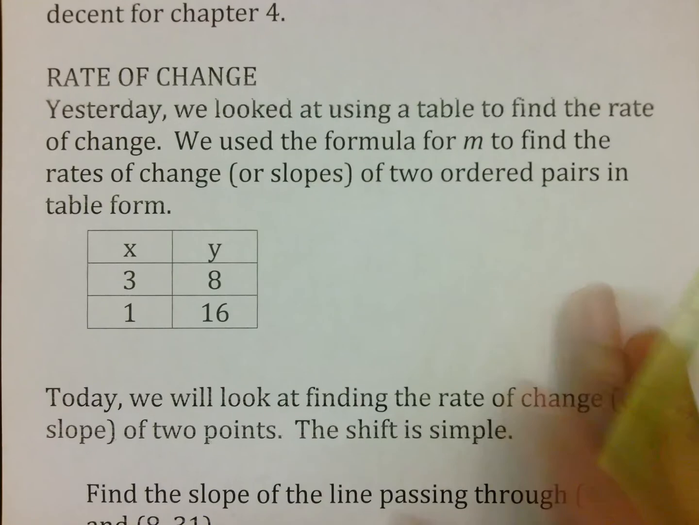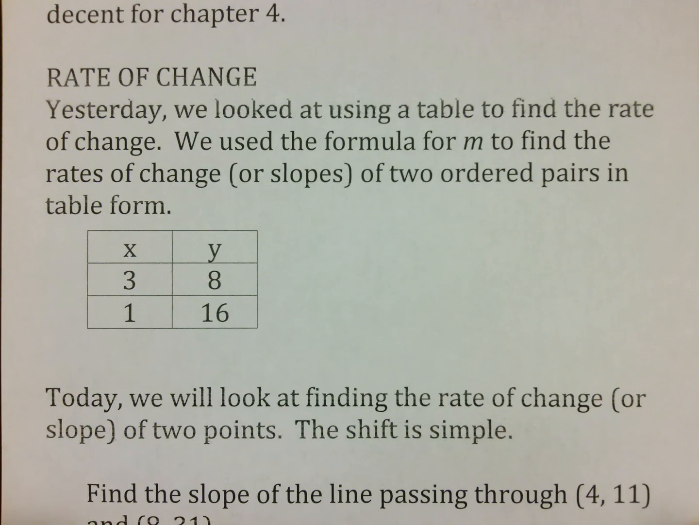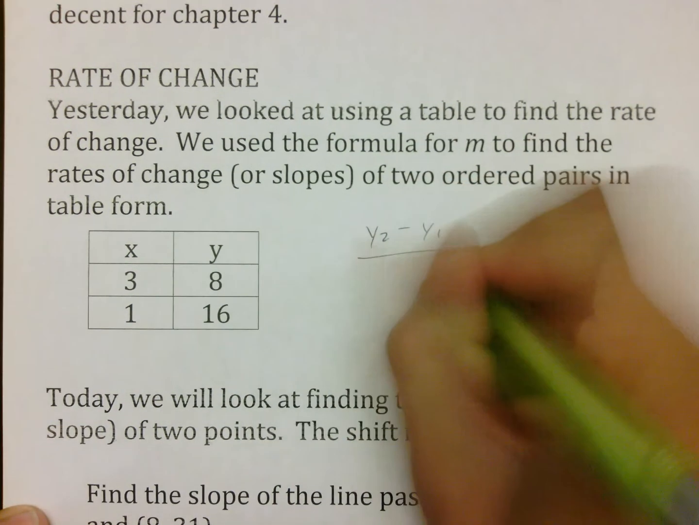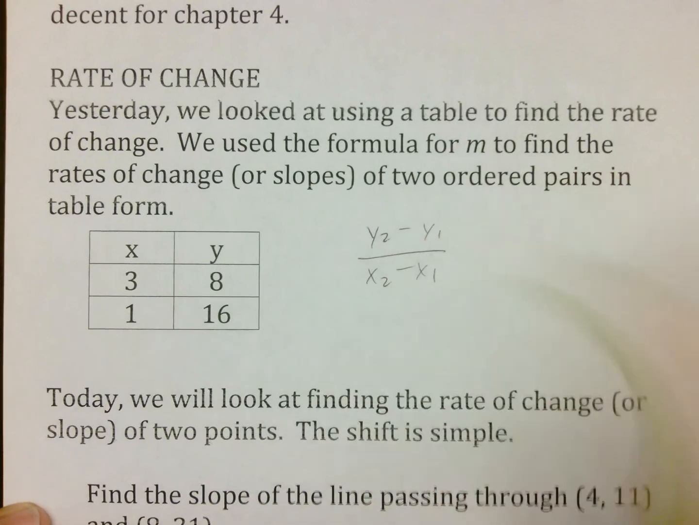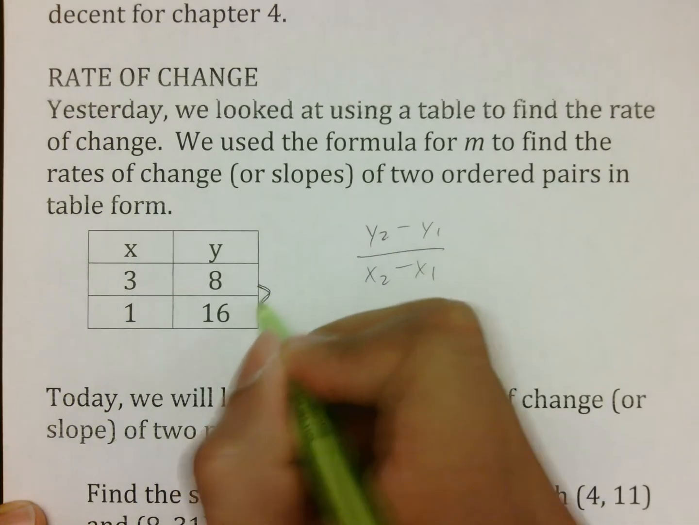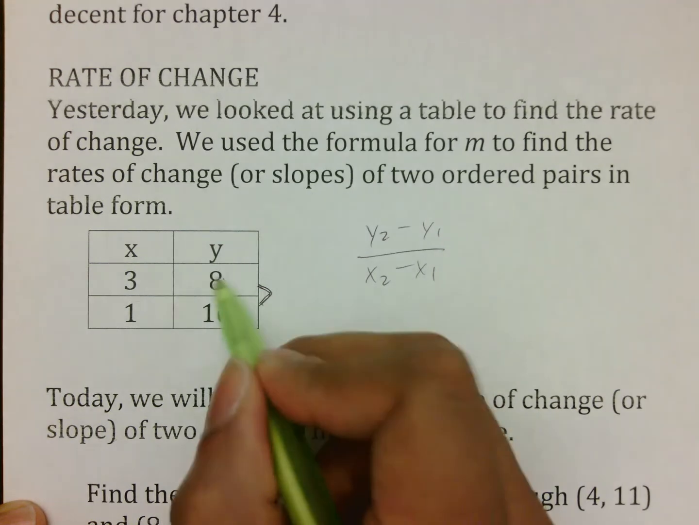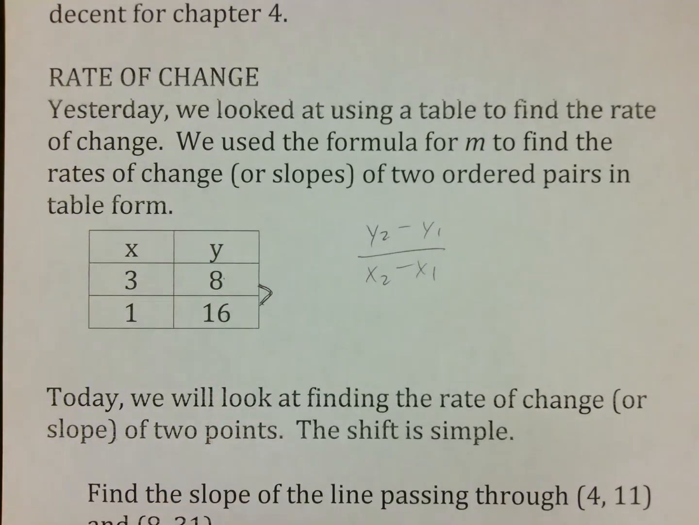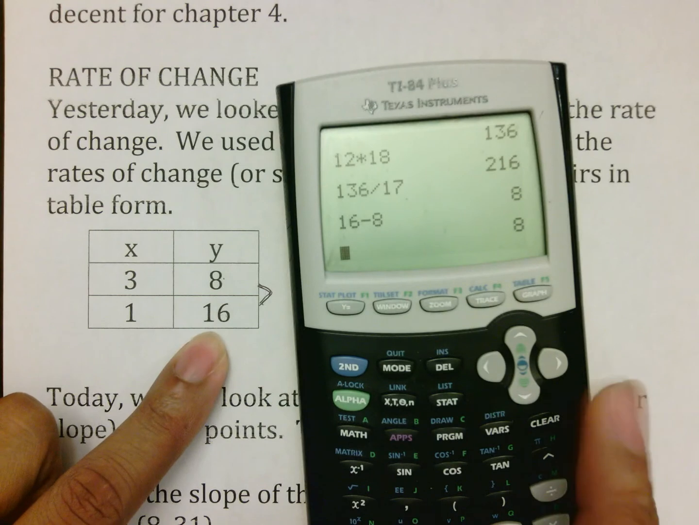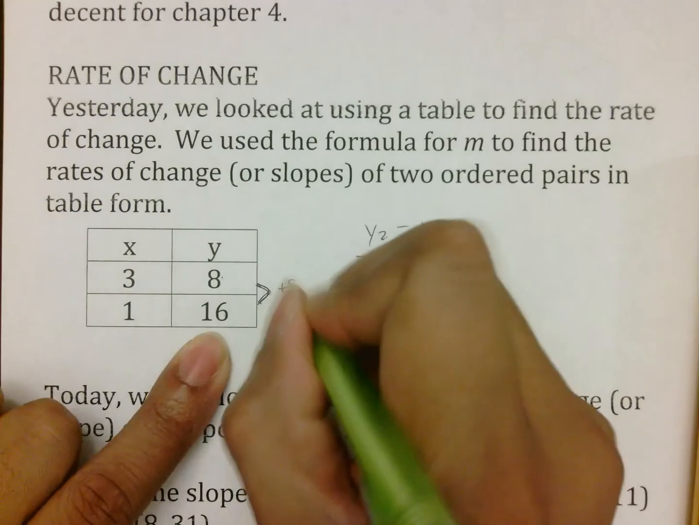Another thing I want to make sure we look at, because we still have to move forward on, is rate of change. Yesterday we looked at using a table to find the rate of change, and we used the formula for m to find the rates of change. That formula was y2 minus y1 over x2 minus x1. Or, as some of you just used your common sense, you used the difference part, and you said the distance here between 16 and 8, we always did second minus first, so we do 16 minus 8 here to find out that that is adding 8.